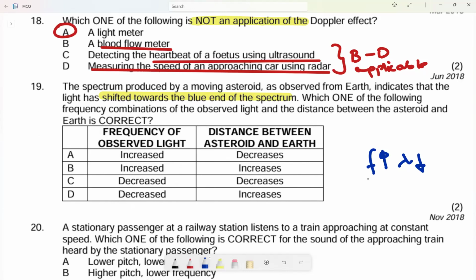Which one of the following frequency combinations for the observed light and the distance between the asteroid and the Earth is correct? Frequency will increase. The distance between the asteroid and Earth, which is lambda, is low. So number 19, the most correct answer is A.